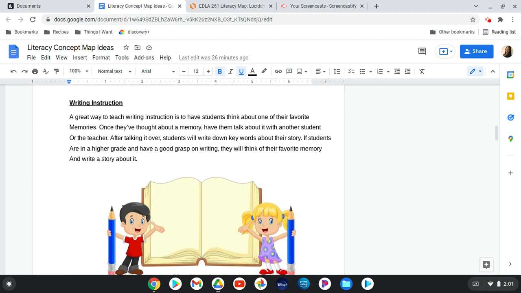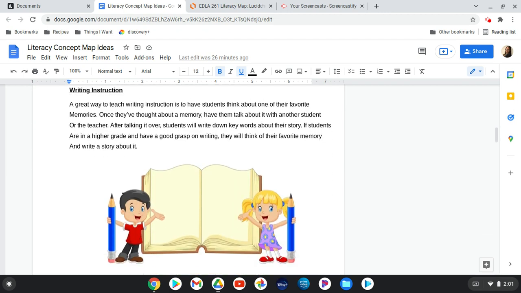My next recommendation is for writing instruction. And a great way to teach writing instruction is to actually have students think about one of their favorite memories. Was it when they tried a new flavor of ice cream, or when they went to Disney a couple summers ago, or when they were just hanging out with family at a backyard barbecue? So once they've actually thought about their memory, go ahead and have students talk about it with another student or even with the teacher if that's an option.